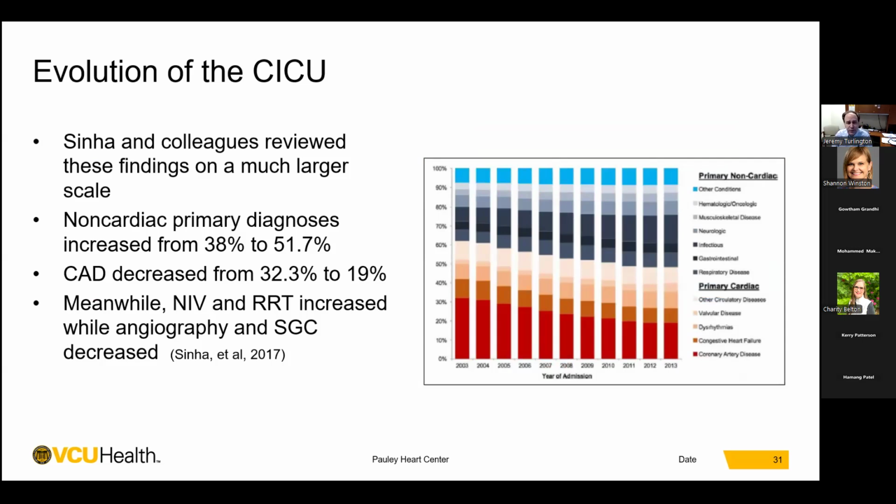Sinha and his colleagues actually reviewed these findings on a much larger scale. They were reviewing over 3.5 million Medicare admissions, and they were finding, as you can see here, the cardiac diagnoses in the red hues, while non-cardiac diagnoses are in the blue to gray hues. And you can see that over the decade that they looked at, coronary disease dropped, but everything that went up in the non-cardiac disease was mainly infectious and respiratory illnesses, actually to over 50%. Meanwhile, non-invasive ventilation and renal replacement therapy were increasing in the patients in the CICU, while angiography and Swan-Ganz catheters were decreasing. So our patient population is much more sick with a much more complex history at this point in time.